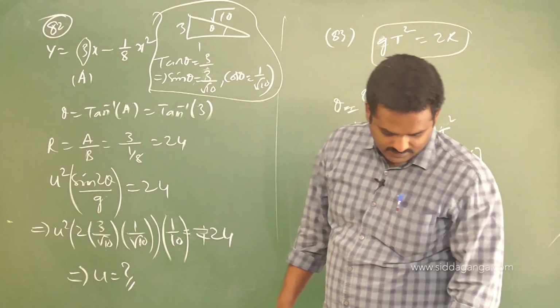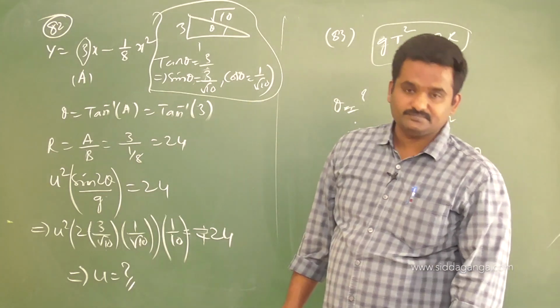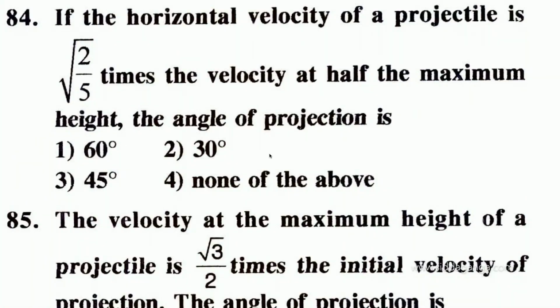Next, similarly, problem number 84. See what they are given. If the horizontal velocity of the projectile is root 2 by times the velocity at half of the maximum height, then what they are asking to find is the angle of projection, which means theta.